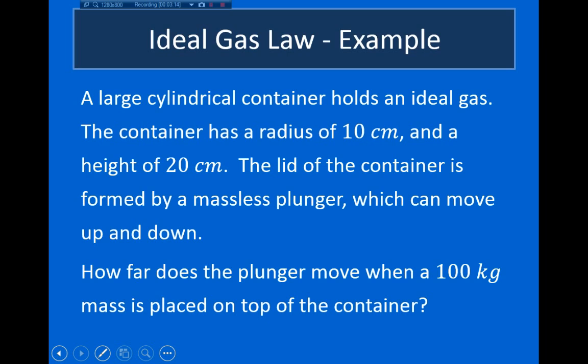So let's go ahead and look at one more example. This example says, a large cylindrical container holds an ideal gas. The container has a radius of 10 centimeters and a height of 20 centimeters. The lid of the container is formed by a massless plunger, which can move up or down. The question asks us to determine how far the plunger moves when a 100 kilogram mass is placed on top of the container.